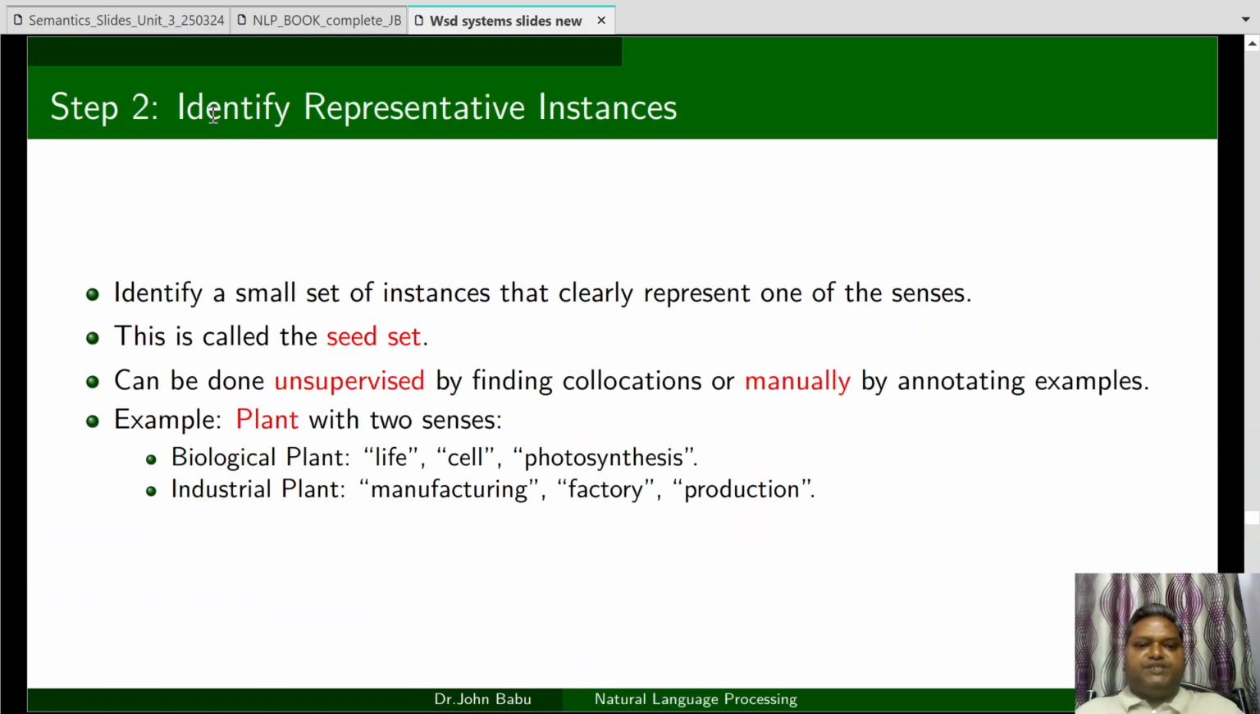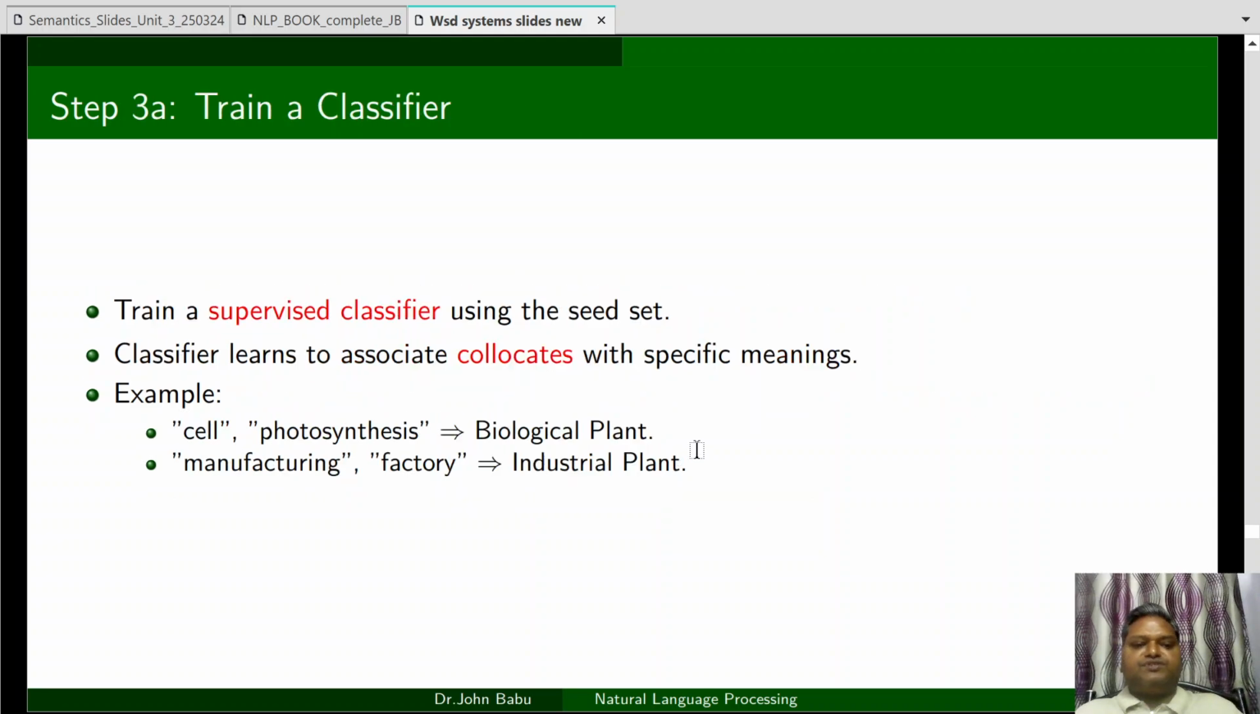The second step is to identify the representative instances. Identify a small set of instances that clearly represent one of the senses. This is called a seed set. We take manually annotated examples where we have clear-cut annotation. For biological plant, the collocations are life, cell, photosynthesis. For industrial plant, the collocations are manufacturing, factory, and production. So identify the representative instances.